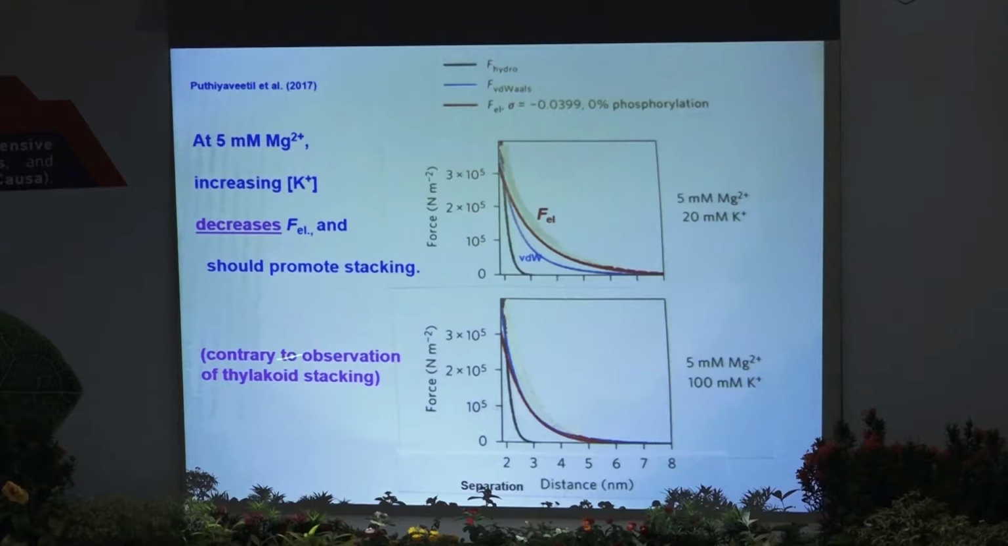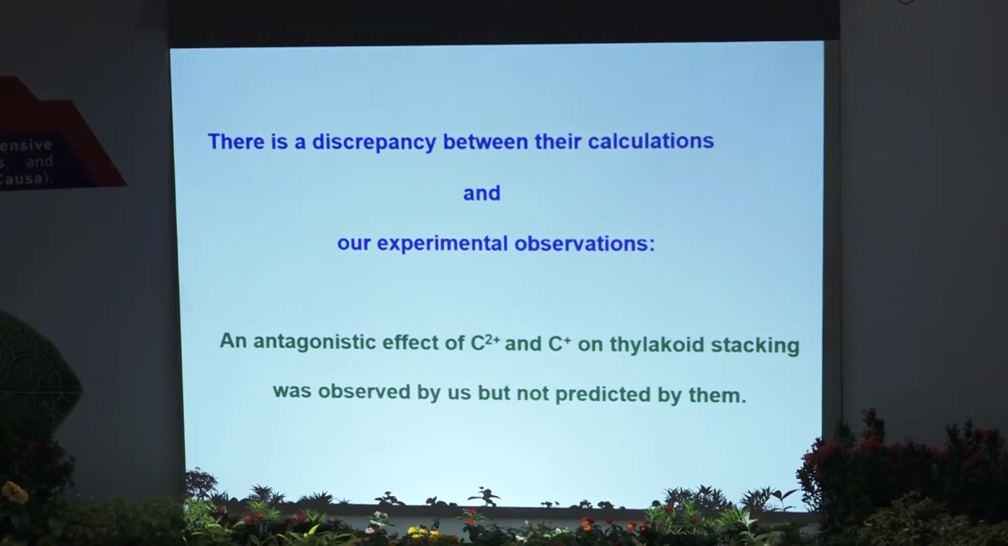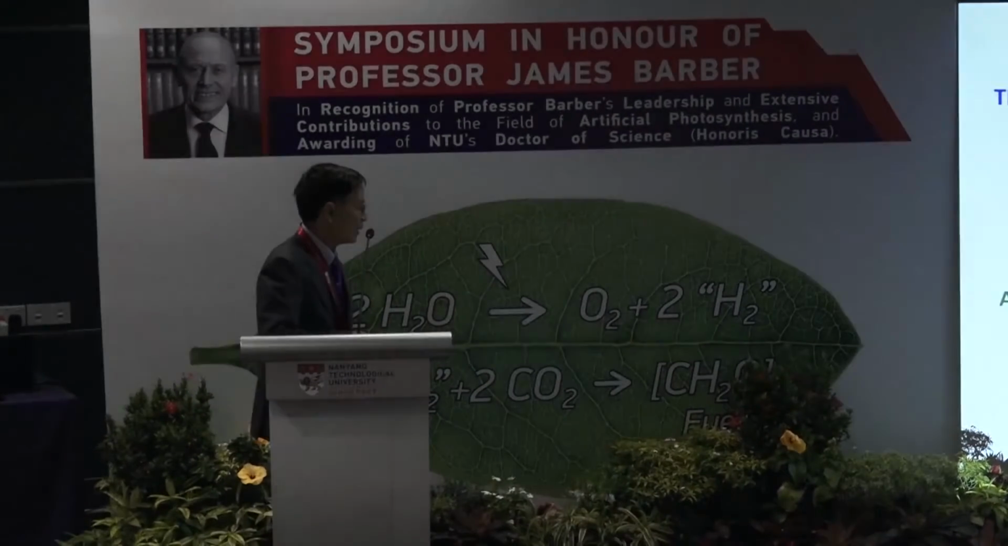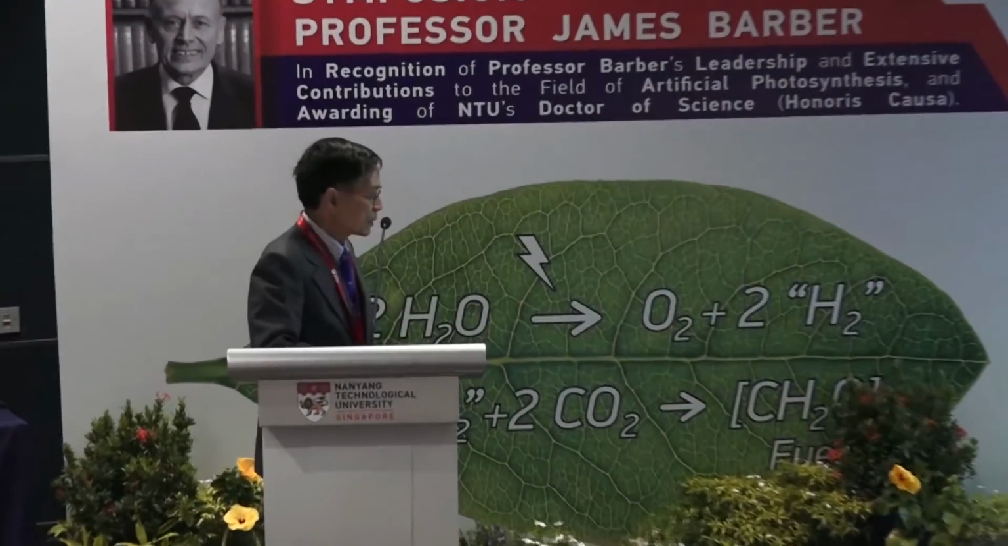But actually, that's contrary to what we observed experimentally. There's a discrepancy then between their calculations and our experimental observations, which I will come to. We observed an antagonistic effect of divalent and monovalent cations on the extent of thylakoid stacking, but that was not predicted by them.